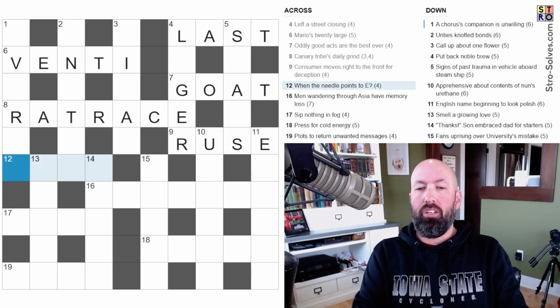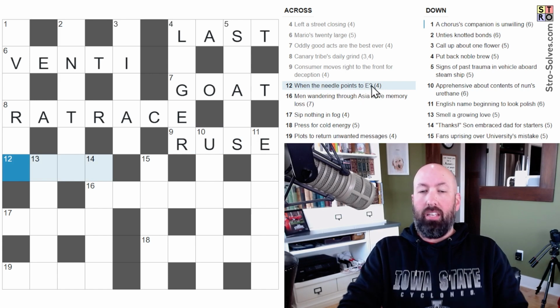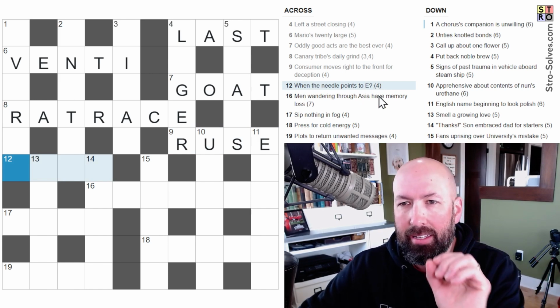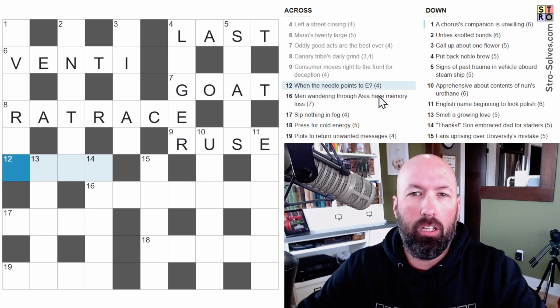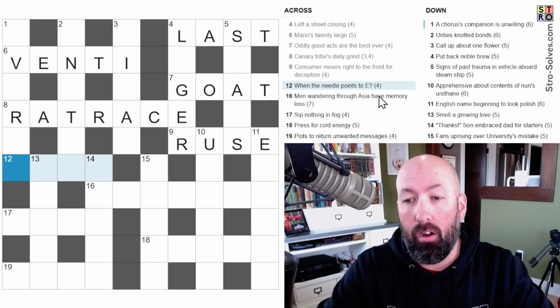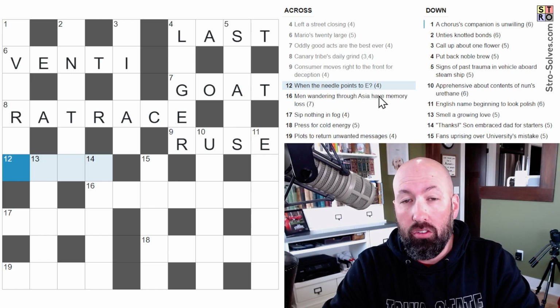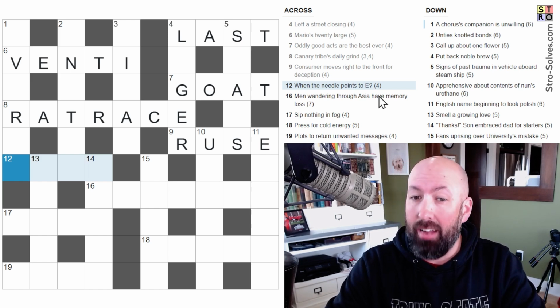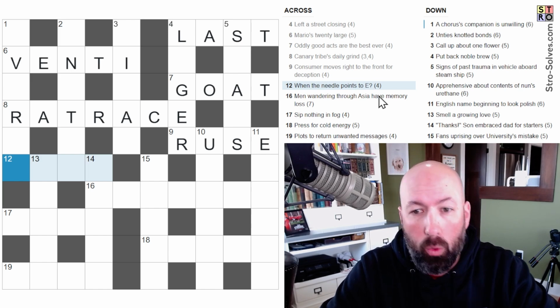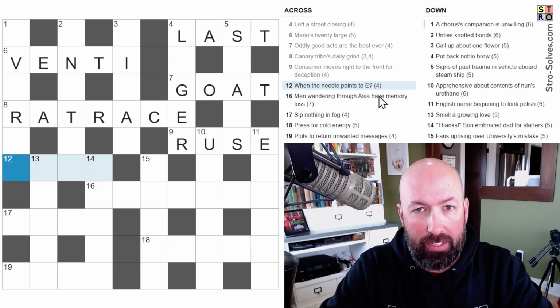This one, now the question mark. So when the needle points to E, question mark. Now the question mark tells you that there's something a little tricky going on here, or it could be a little bit of a punny answer. It could also be that there's actually no wordplay. It's just a cryptic definition.